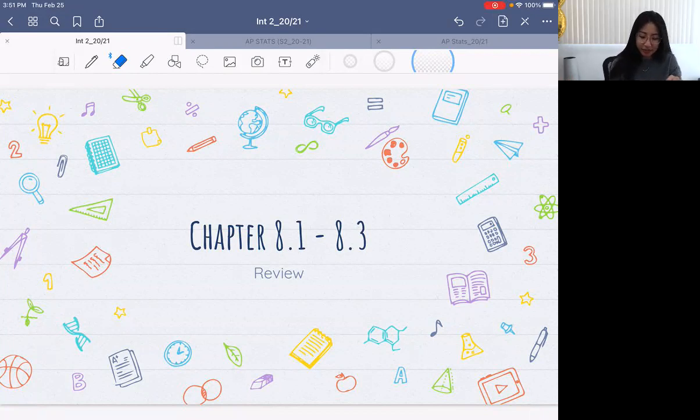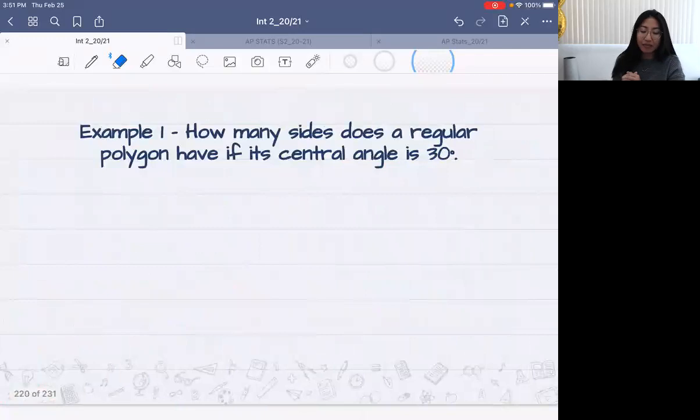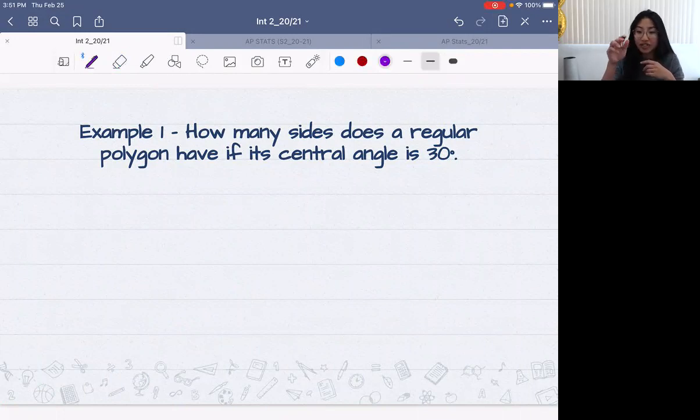Okay, so for my first one, it says, how many sides does a regular polygon have if its central angle is 30 degrees? So we know that on the inside, each of the central angles are 30 degrees, but we aren't totally sure how many sides it has. But what we do know is that if we take a whole entire circle and divide it by the number of sides, that's how we get the central angle. So I'm going to write that down.